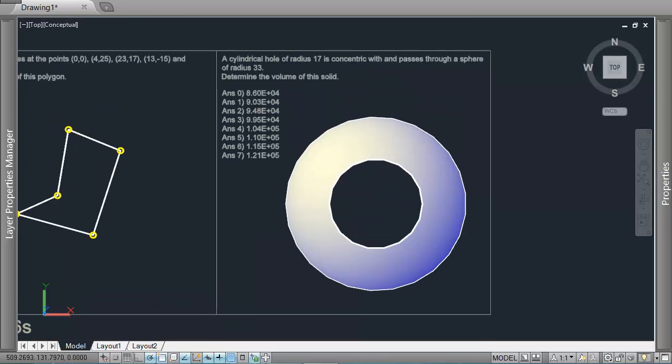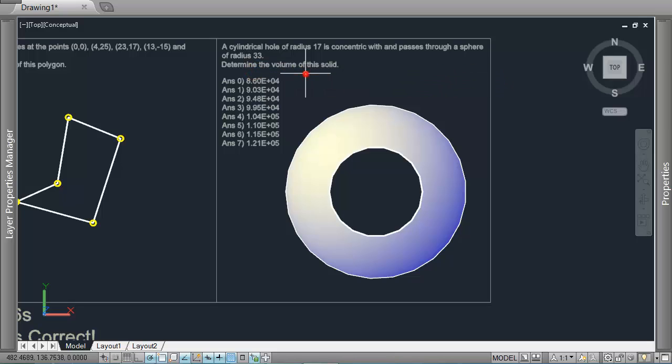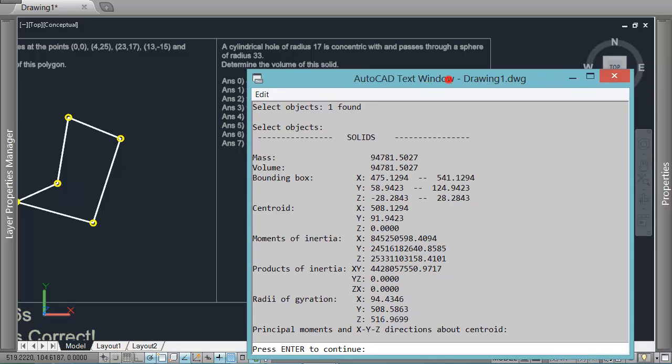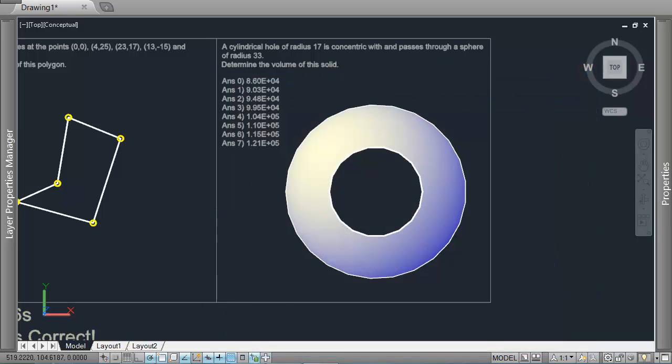And finally, my answer needs to be given in terms of the volume of the solid. I can return the volume of any solid drawn in AutoCAD with the mass prop command. It defines the properties of a mass. Select that object and hit space. So I can see the volume of this object comes in at 94781 units cubed, or 9.478, so rounding up to 9.48.